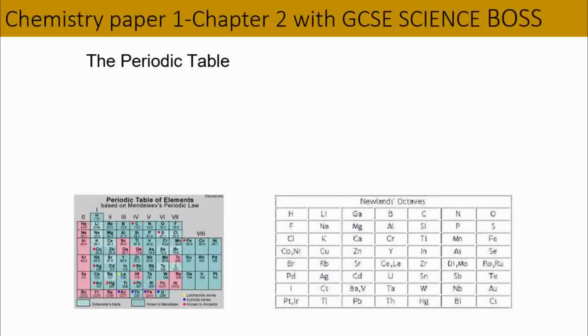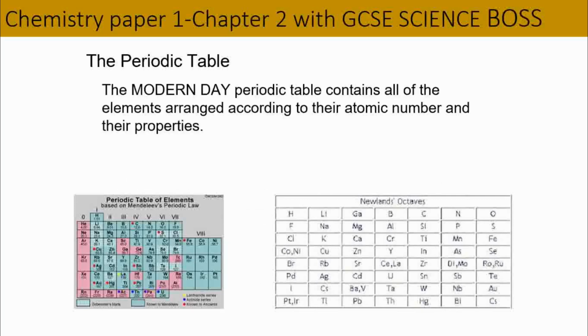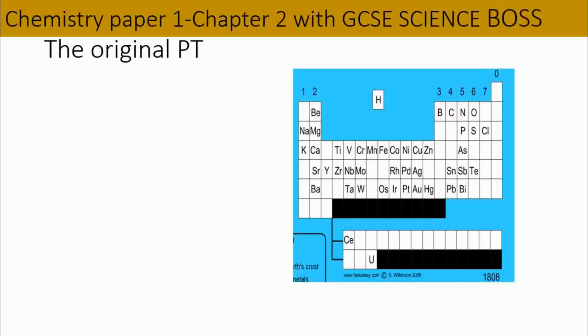All right, so the periodic table, as you can see here, was not looking the way it always did. The modern day periodic table contains all the elements arranged in terms of their atomic number and their properties. Okay, but this was not always the case. So this is an idea as to what the original periodic table looks like, and as you can see, you can realize that they were missing elements.